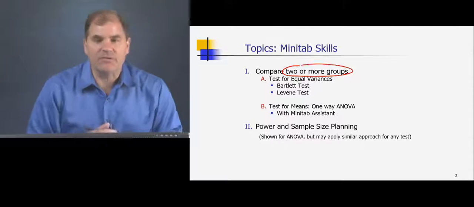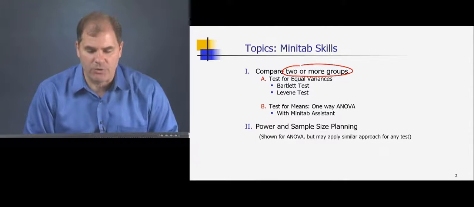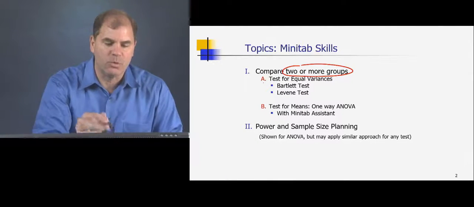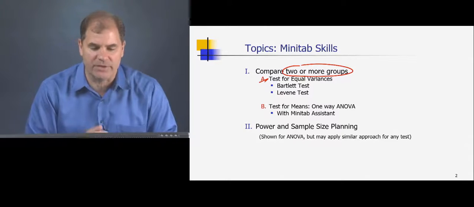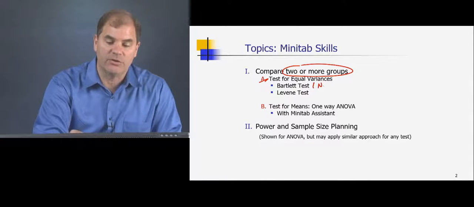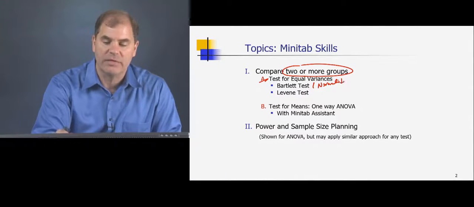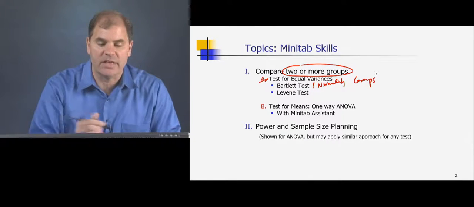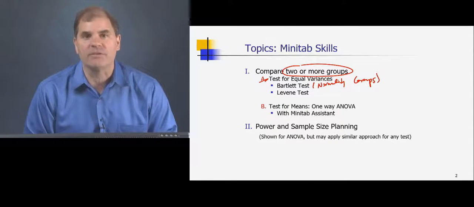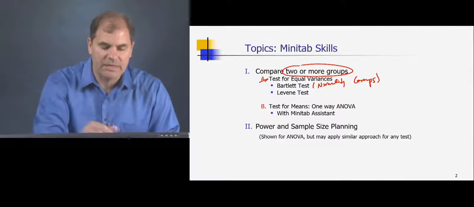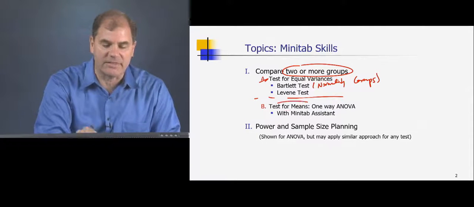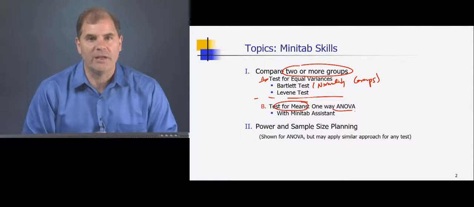Again, our main focus of this module is if we want to compare two or more groups. We begin by testing for equal variances. If we assume normality of the groups, then we will use a Bartlett test, or if we do not make this assumption, we'll use a Levene test. After that, we'll talk about the testing of means using one-way ANOVA.